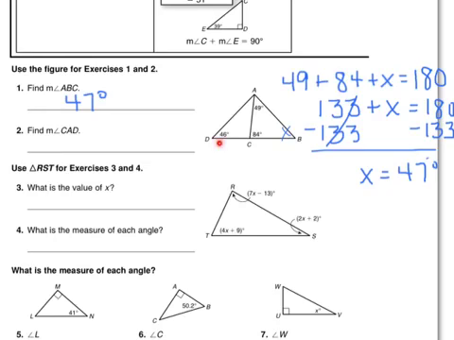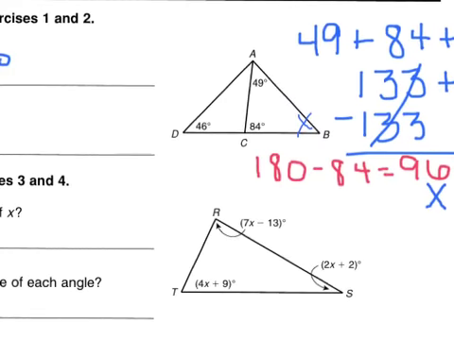Okay, I know I have 180 degrees total. From here to here is 180 degrees. I have 84 degrees right here. So I can subtract. I'm going to do 180 minus 84. That's going to give me, I believe, 96. So that means this angle is 96 degrees.